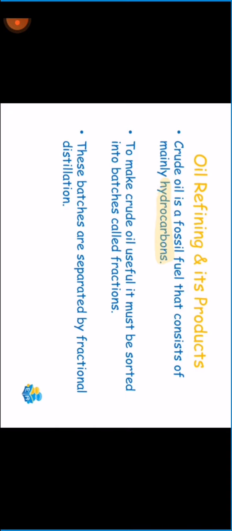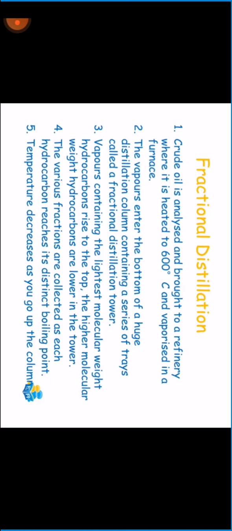Crude oil is useful as it can be sorted into batches called fractions, and these batches can be separated by a process called fractional distillation. In fractional distillation, crude oil is pumped from under the ground or under the sea into a furnace where it's heated to very high temperatures, and it then enters something called a fractional distillation column. In this column, substances are separated as groups of compounds based on their boiling points, and these groups are called fractions.